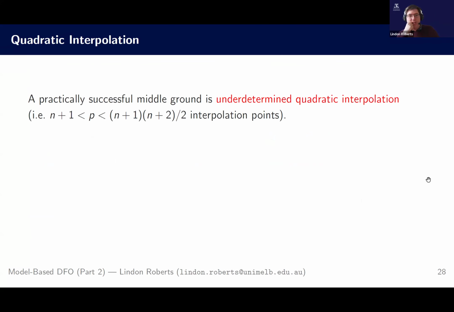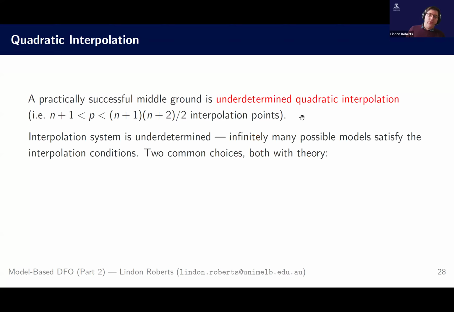But in practice, what's really good is a middle point. So we say linear models usually aren't good enough. So the number of interpolation points we want is usually going to be bigger than n plus 1. But normally, order n squared over 2 is a bit too many. So a midpoint of what I would call underdetermined quadratic interpolation is usually a good choice. So I want to fit a quadratic model but I haven't got enough interpolation points to uniquely specify what it is. So I have to add in some extra information to say which of the infinitely many quadratics that fit our data I should choose.